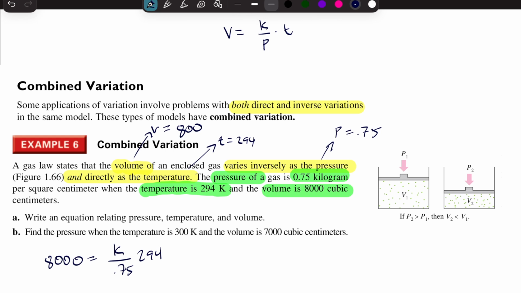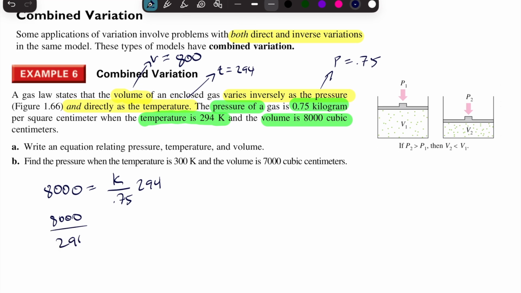Okay. So I need to isolate K here. So we're going to divide both sides by 294. I'm going to get 8,000 over 294 equals K over 0.75. And we're going to multiply both sides by 0.75. And that's going to be my value for K. Go ahead and pop that in the calculator, and that comes out to about 20.408.